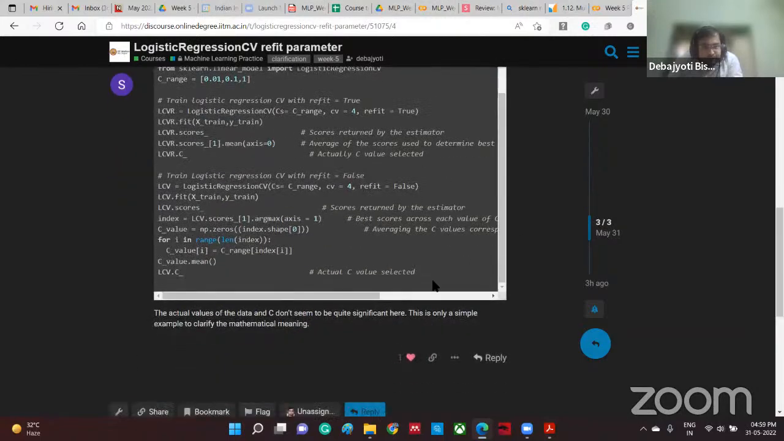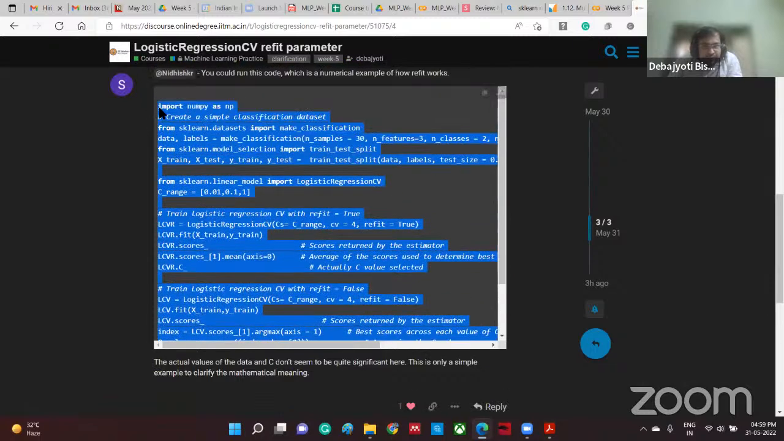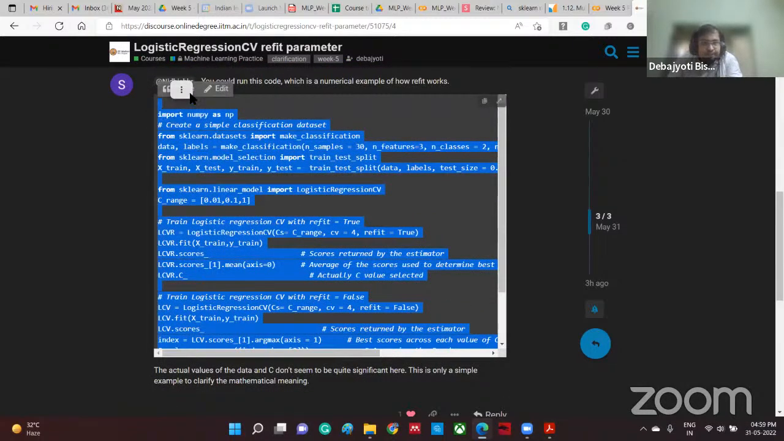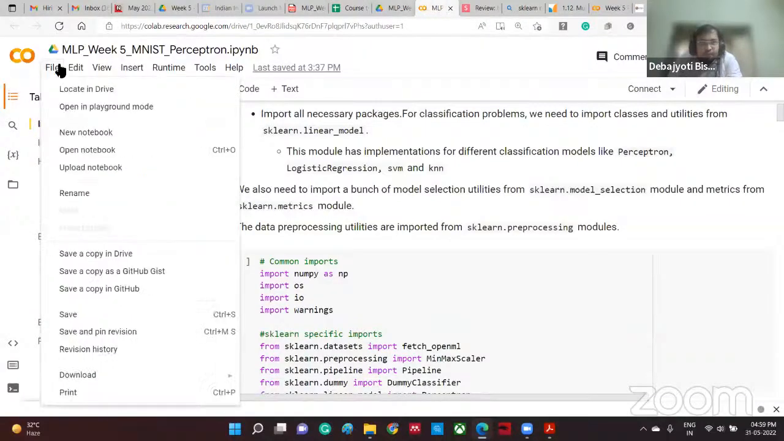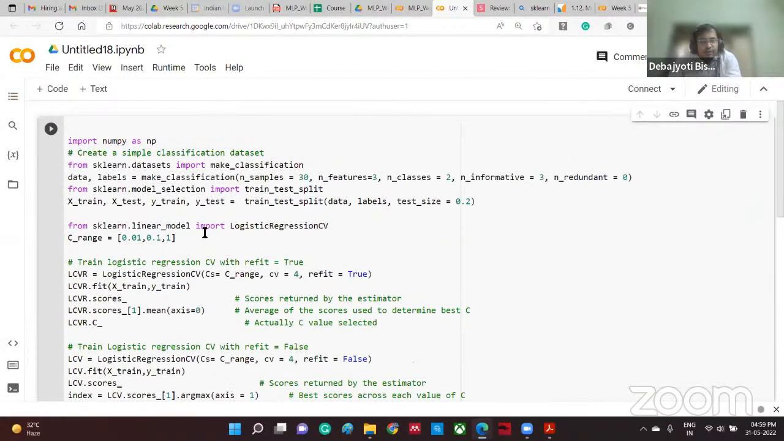Okay. Okay, let's run this code once and see how what is happening. We'll try to understand it. Okay. Let's go to a new notebook. I'm sorry, it's taking a long time. Import numpy as np. Let's see.